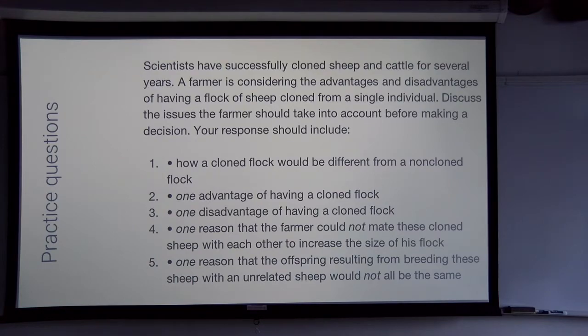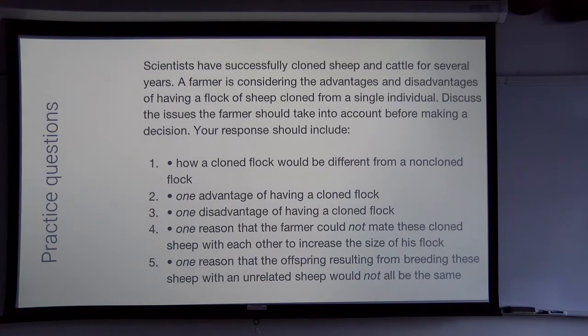All right, so let's take a look. At the bottom of page 5, you could fill in, check your answers. The first one: how a cloned flock would be different than an uncloned flock. They would all have the same genetic information. There'd be no variation in it. They would be identical to the original. There would be no diversity.